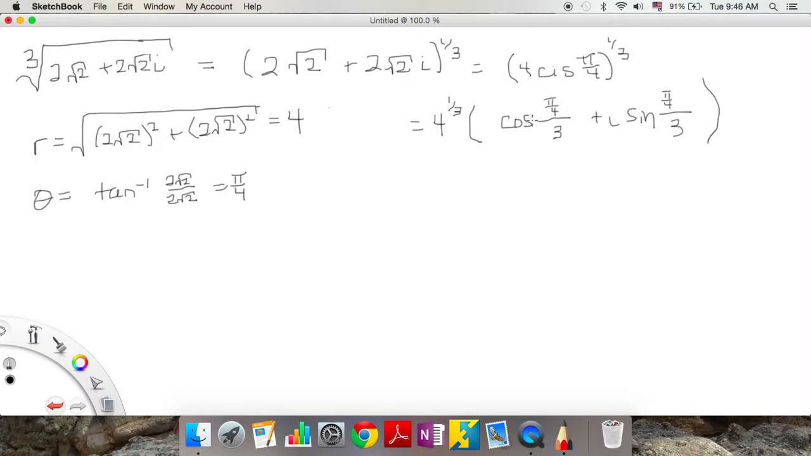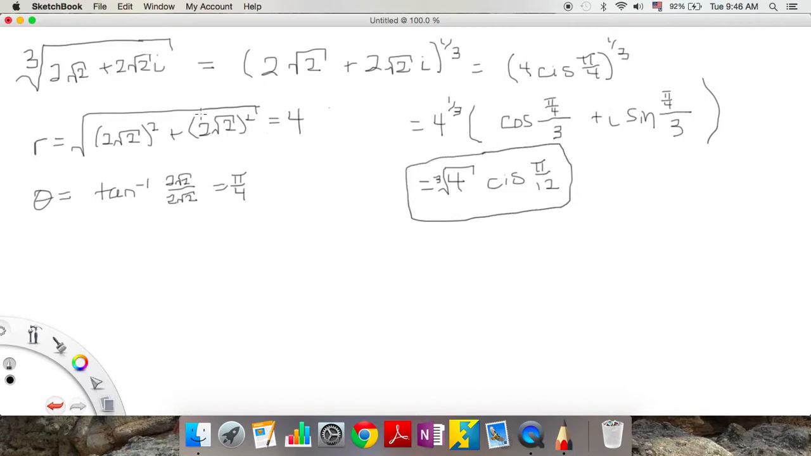And then we calculate this out. So we have the cosine of pi over 12 and the sine of pi over 12 times the cube root of 4, which gives us, this is our polar form of the root. This is the principal answer.